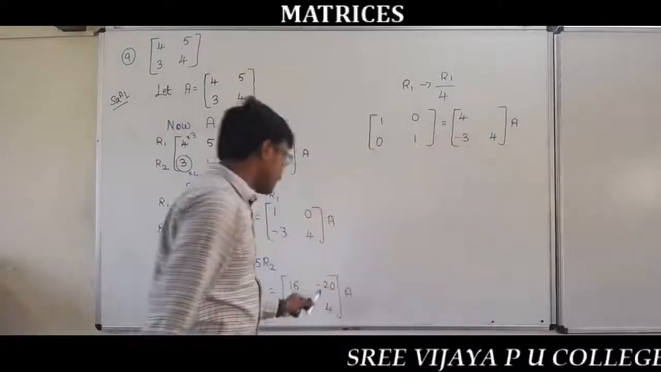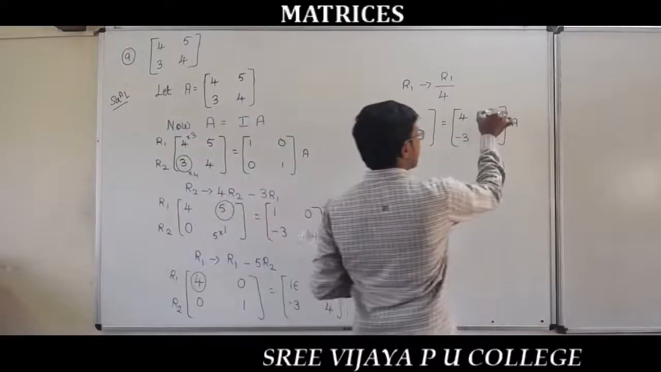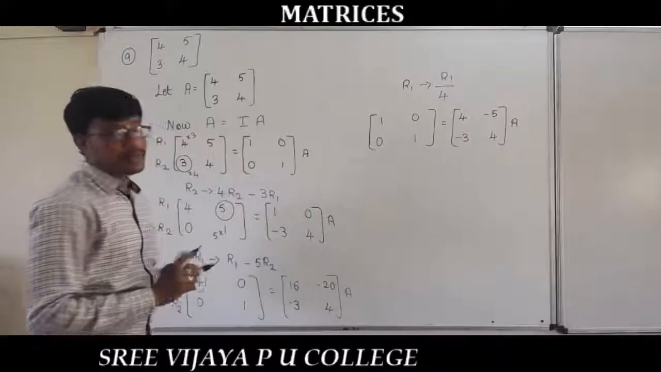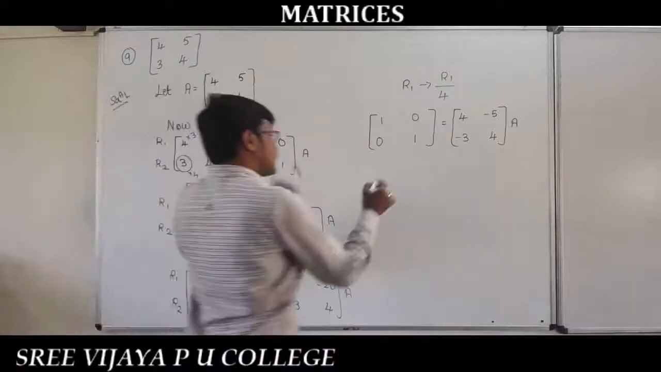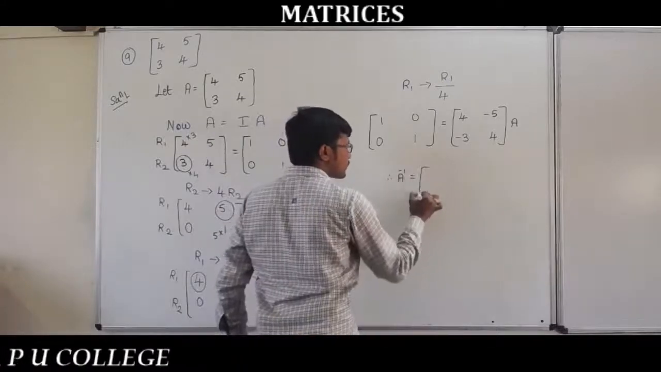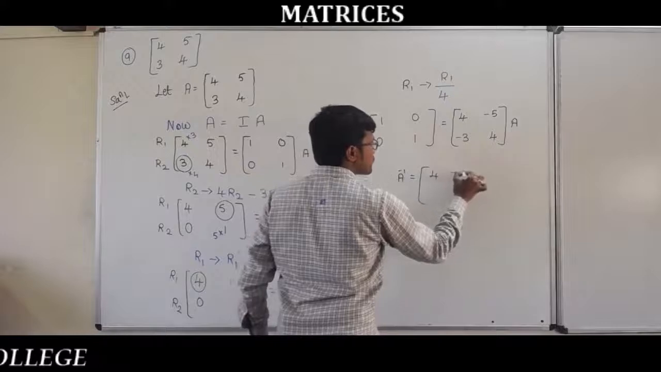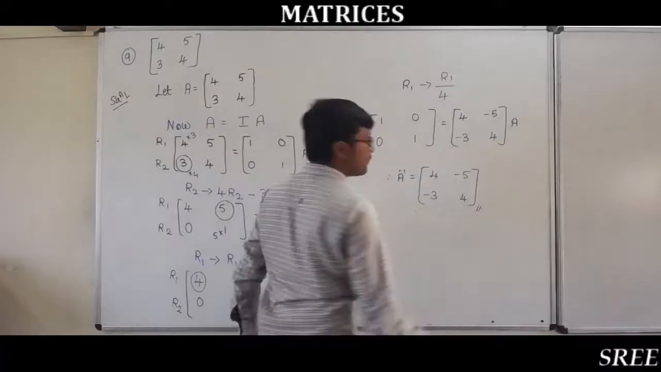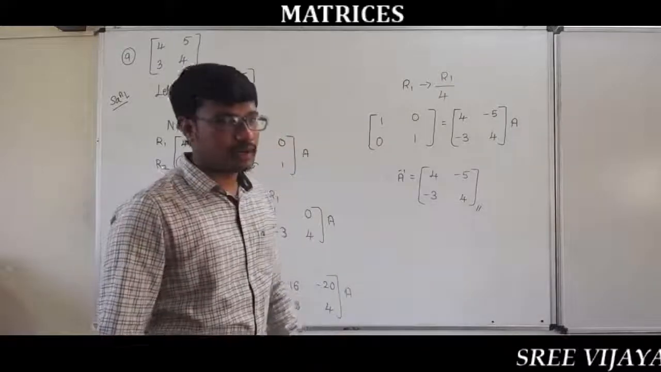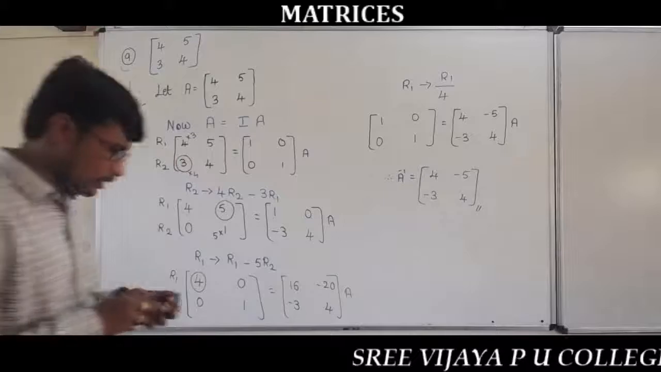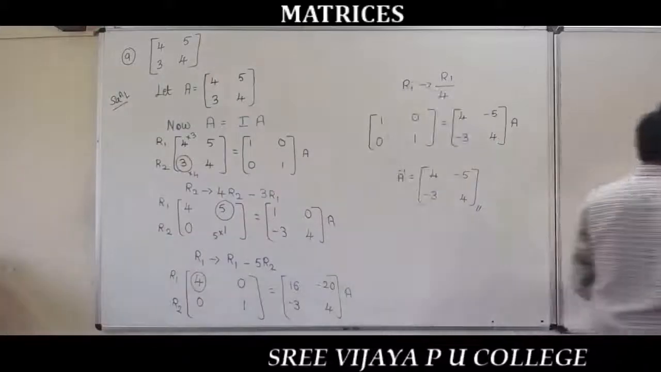Minus 20 by 4 is minus 5. So on the left hand side you got the identity matrix. So the right hand side is that inverse. Therefore A inverse will be equal to 4, minus 5, minus 3, 4. So this is the inverse. Got it? So once we can move to the next one.